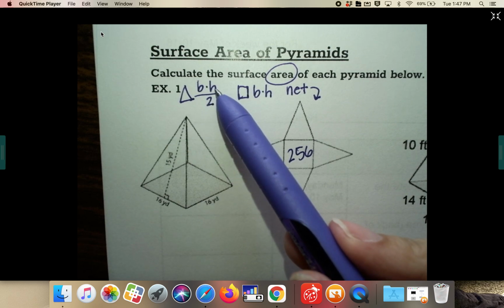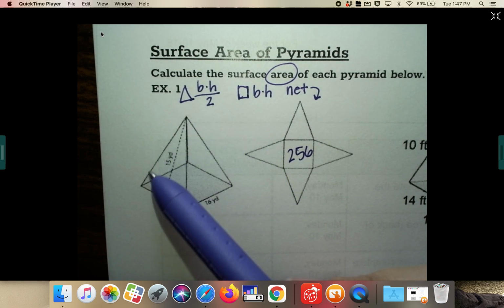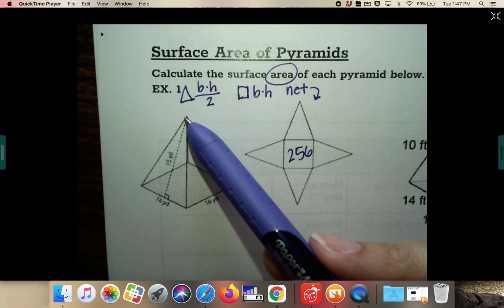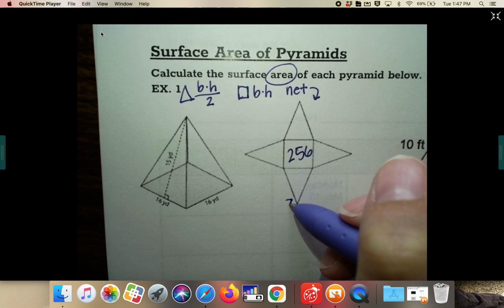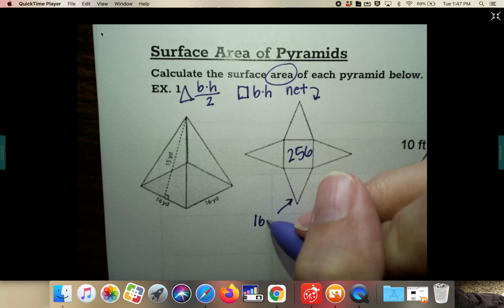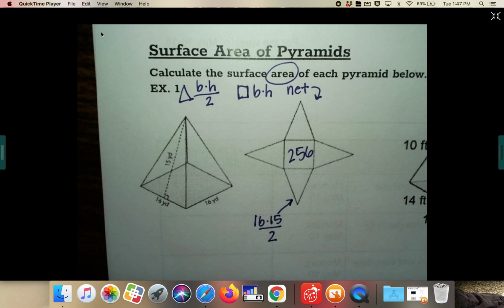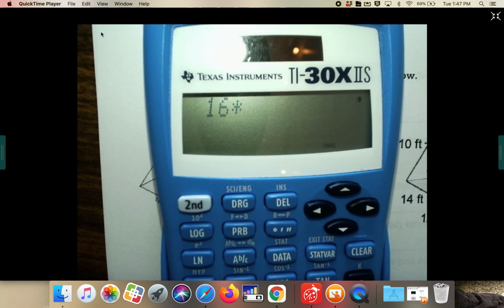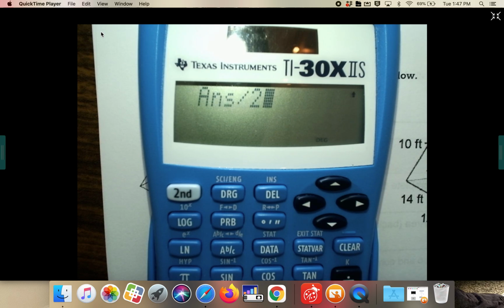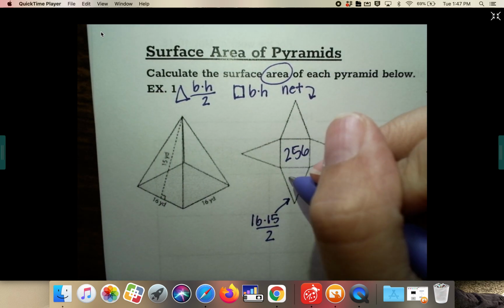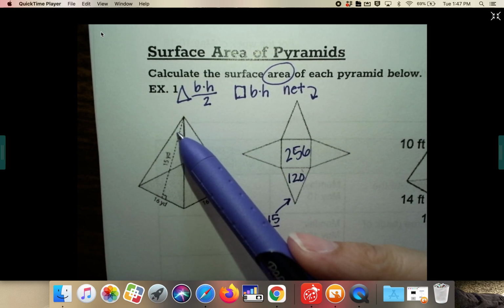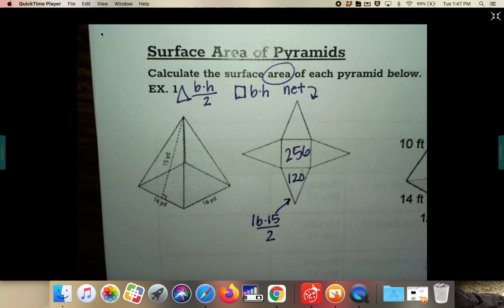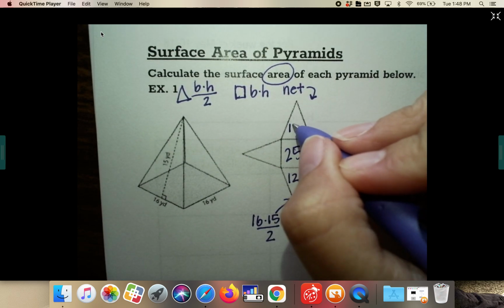Now let's do base times height divided by 2. The base of this triangle is 16. The height of this triangle is 15. So we've got 16 times 15 divided by 2. 16 times 15 equals 240, divided by 2 is 120. What's great about this particular one is that since it's a square base, this height is going to be the same on all four sides. So the area is going to be 120 for all four of my triangles.